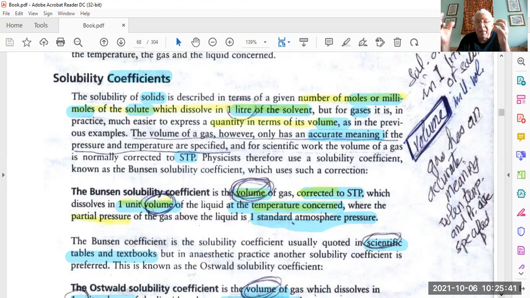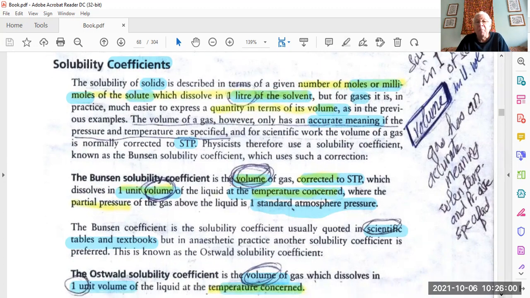We call it a blood gas partition coefficient. But this coefficient is only used by scientists and researchers. In anesthesia, we use the Oswald solubility coefficient instead of the Bunsen. At this point, we just want to know how much of this volume of gas is being dissolved in a unit volume of liquid.